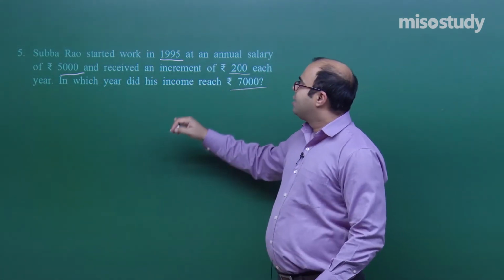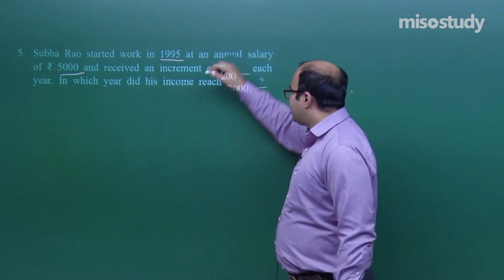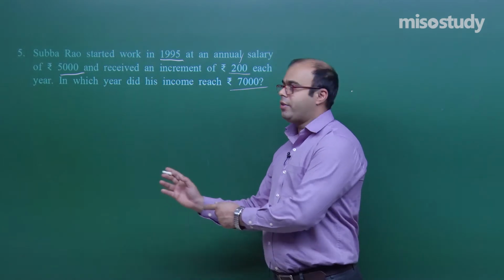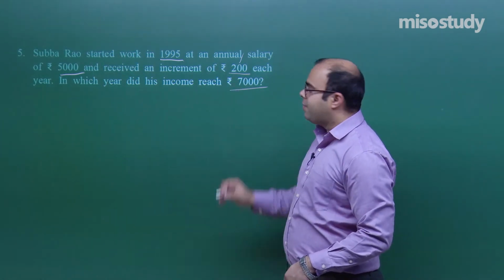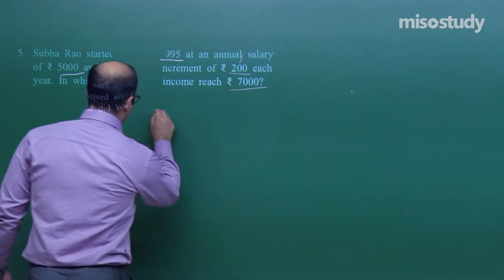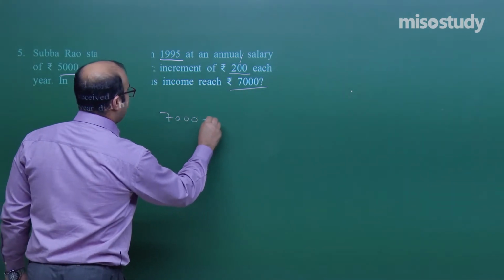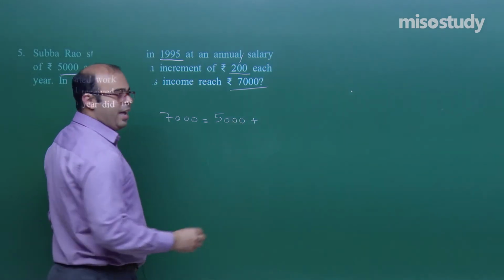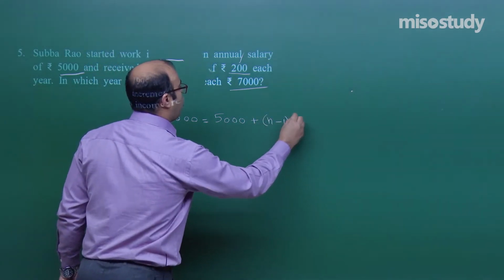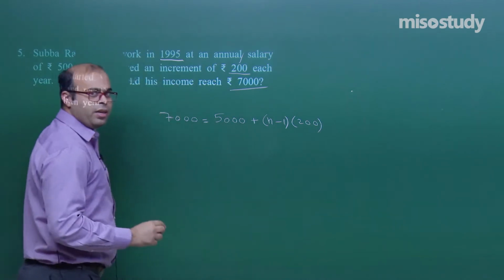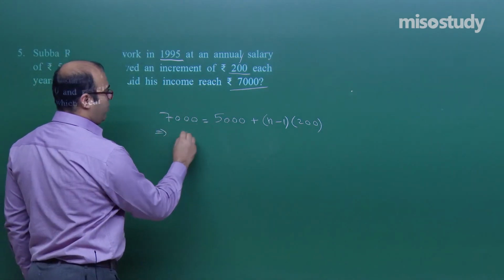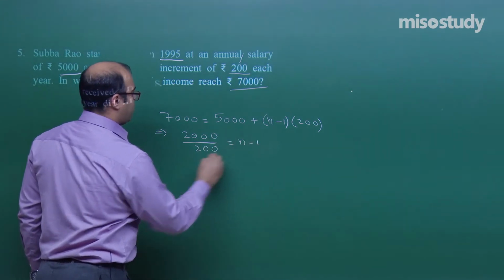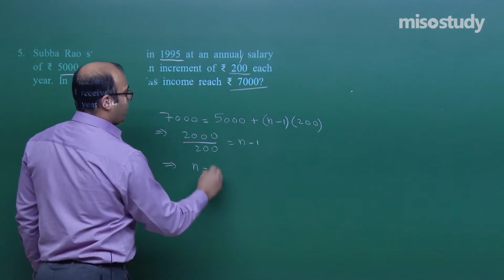So, if we see, this is forming an AP, there is a common difference which is 200 here. Every year there is an increment of 200, and 7,000 is the nth term, and he started the salary with 5,000. Suppose it took him n years. So, n minus 1, and common difference is 200 rupees per year. So, this implies 7,000 minus 5,000 is 2,000, upon 200 is equal to n minus 1. So, n comes out to be 11.